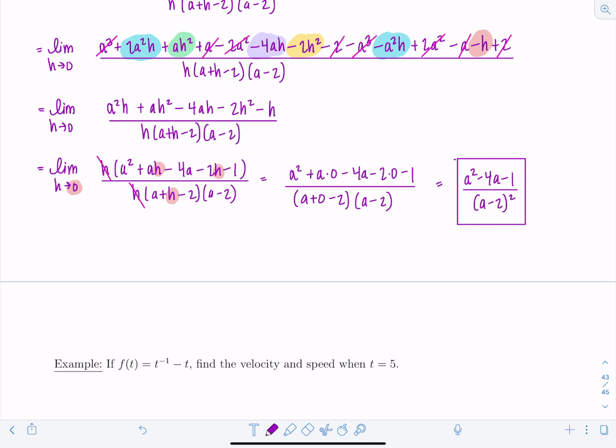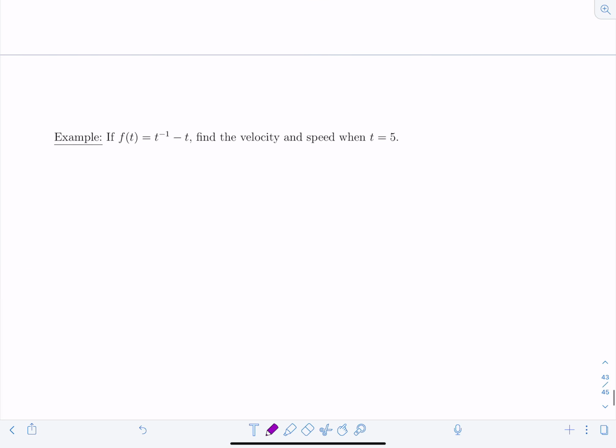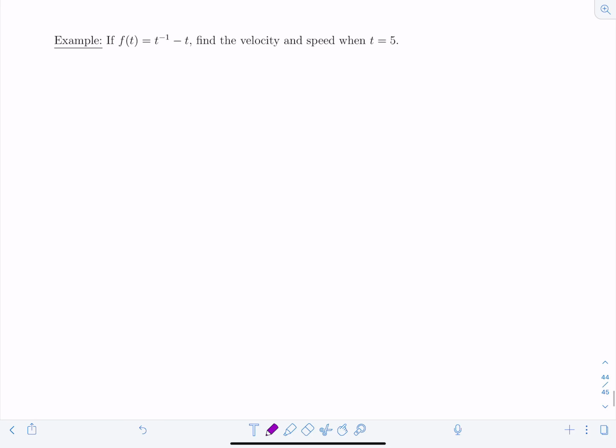Just stay on top of things. Okay, one last example. Here we have f of t, which is equal to t to the negative first minus t, and they're asking us to find the velocity and speed when t equals 5. Again, this is going to be the instantaneous velocity because we're only given one value in time. All right, we have our choice.